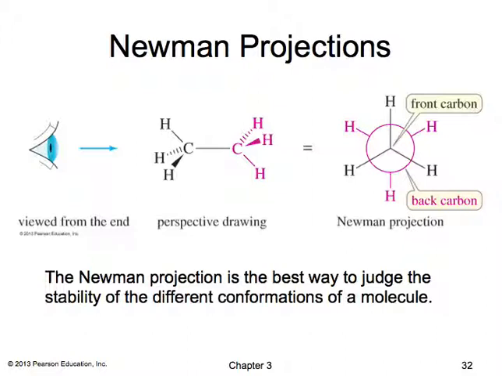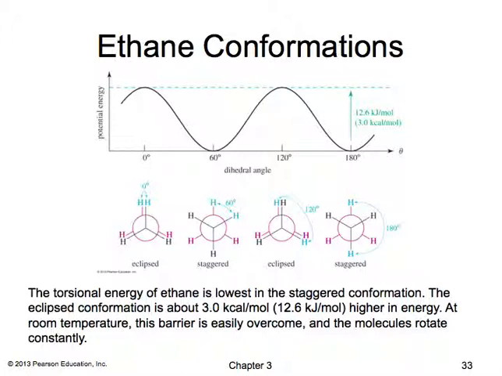This is the best way to judge the stability of different conformations of a molecule. We can look at the potential energy of different conformations of ethane, as shown here. When the hydrogens are on top of one another in a Newman projection, this is called an eclipsed conformation. This eclipsed conformation is high in energy because you're going to see electrostatic repulsion between these hydrogens. As a result, you see an energy of 3 kcal per mole on the potential energy diagram.